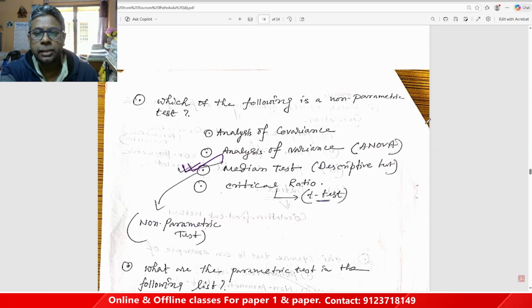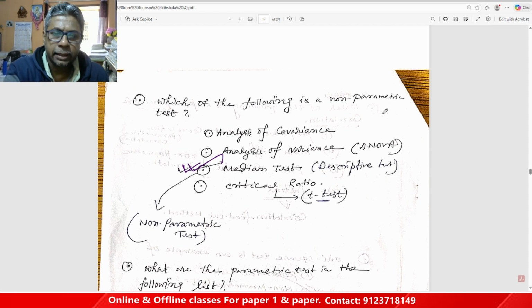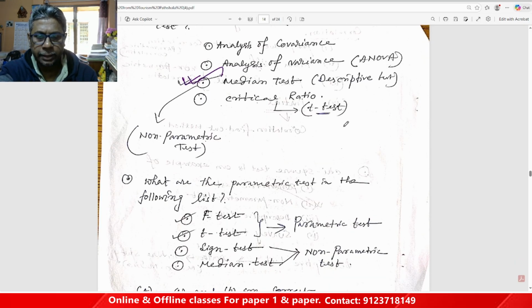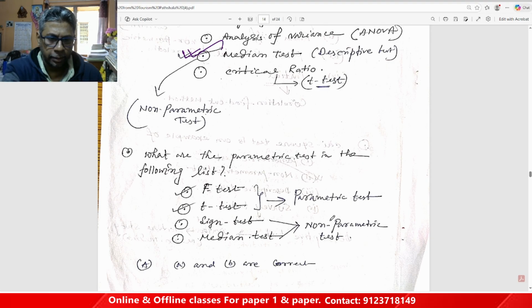Which of the following is a non-parametric test? Analysis of covariance, analysis of variance, median test, and critical ratio. The correct option is the median test. The median test is a non-parametric statistic. Which of the following is a parametric test? F test and T test. The F test and T test are based on parametric tests. The sign test and median test are non-parametric tests.